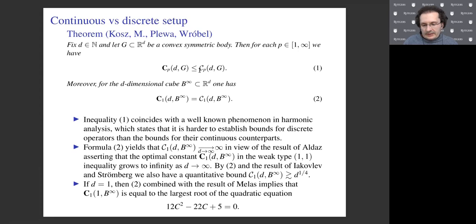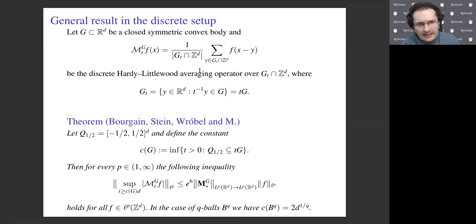So let's consider our discrete averaging operator on Z^d. We recall that this is the average over the lattice points in the dilated convex symmetric body. And so our first result, which allows us to reverse the inequality that we discussed on the previous slide, is the following.